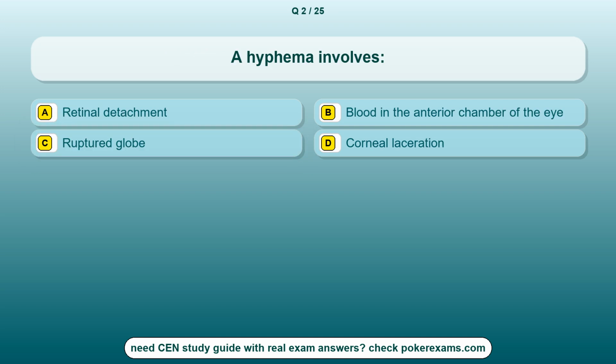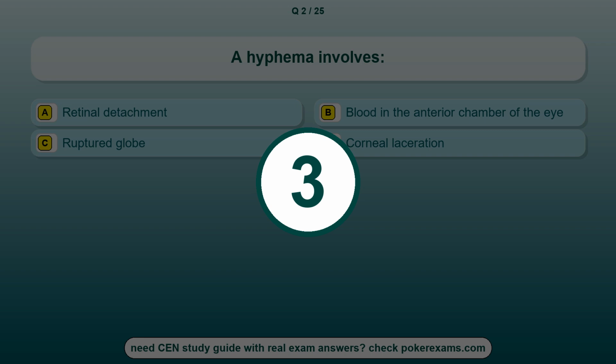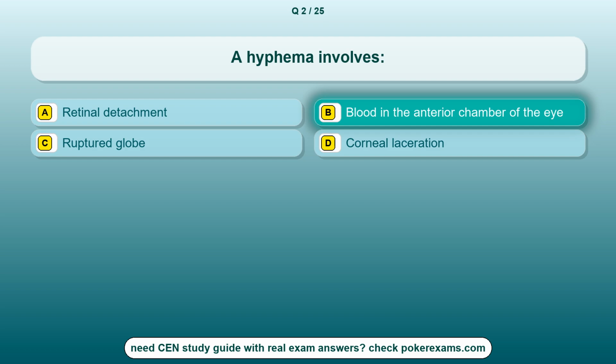Question 2. A hyphema involves Option A, retinal detachment. Option B, blood in the anterior chamber of the eye. Option C, ruptured globe. Option D, corneal laceration. The correct answer is option B, blood in the anterior chamber of the eye.